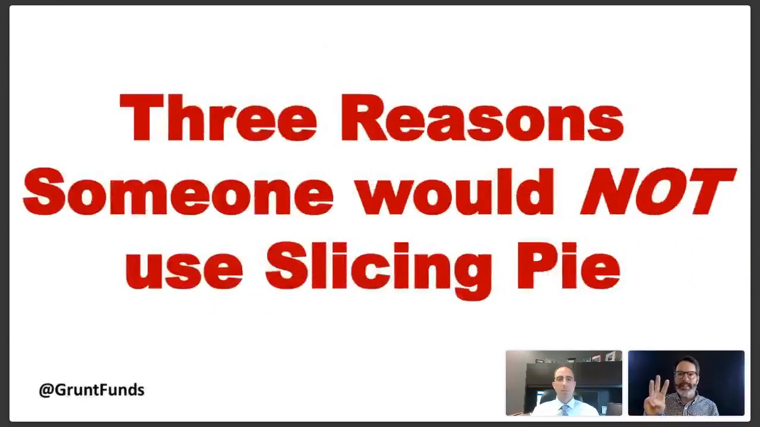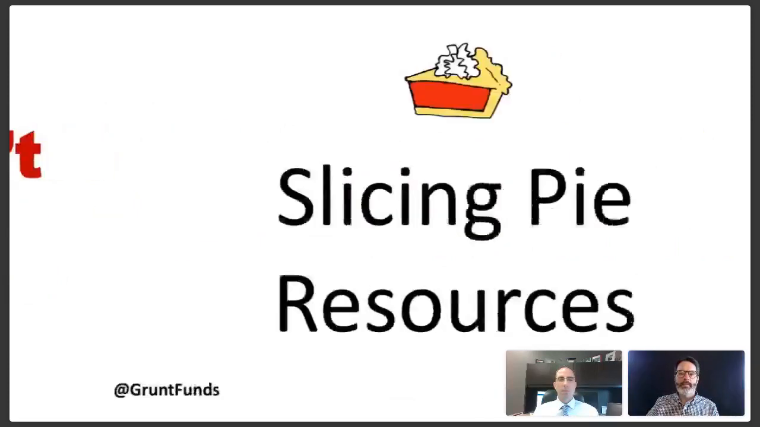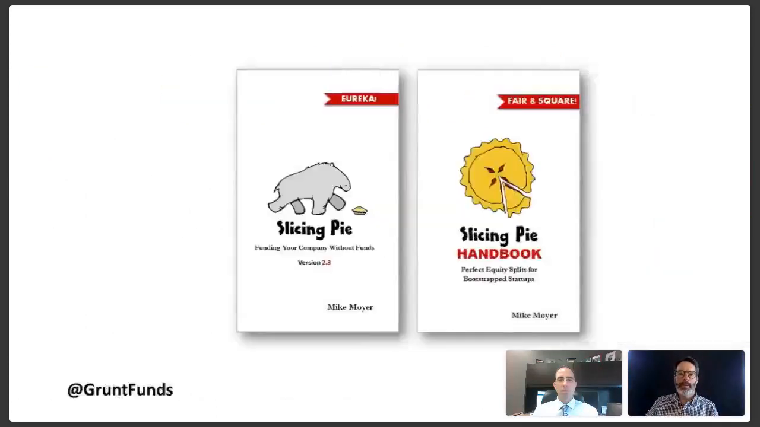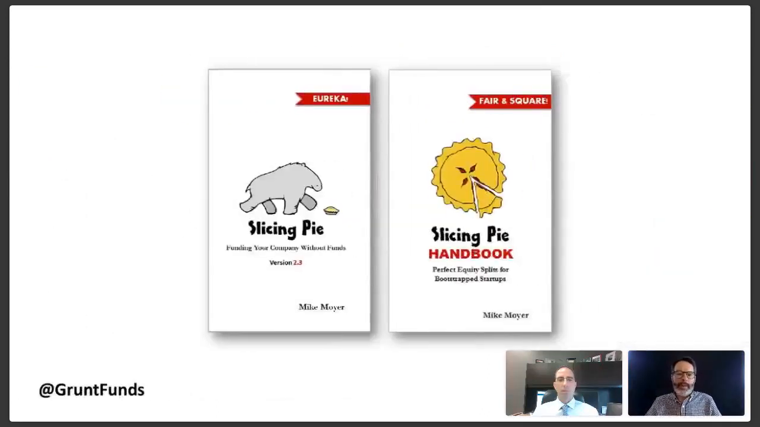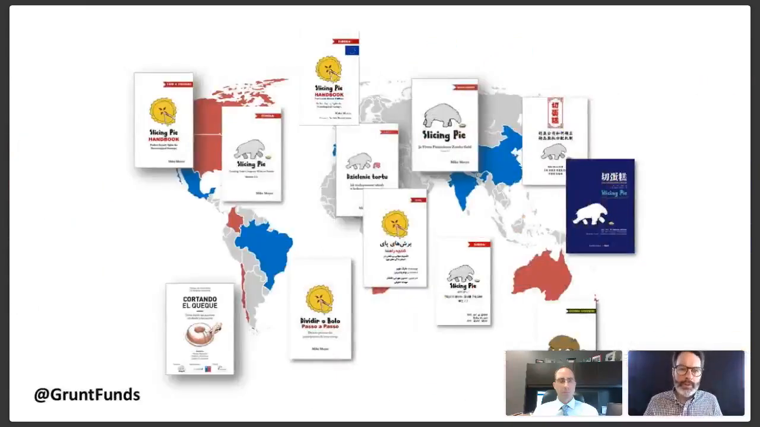Now, there are three reasons why someone would not want to use this model that you might encounter, at least in my experience. The first reason is they don't get it. You've explained it to him or her and they just don't get it. My life is providing Slicing Pie resources so I can teach you how the model works. I've written books about Slicing Pie. The Handbook is the book I recommend now. The book is available in different languages all over the world. We've got Persian, Hebrew and Russian in the works right now.